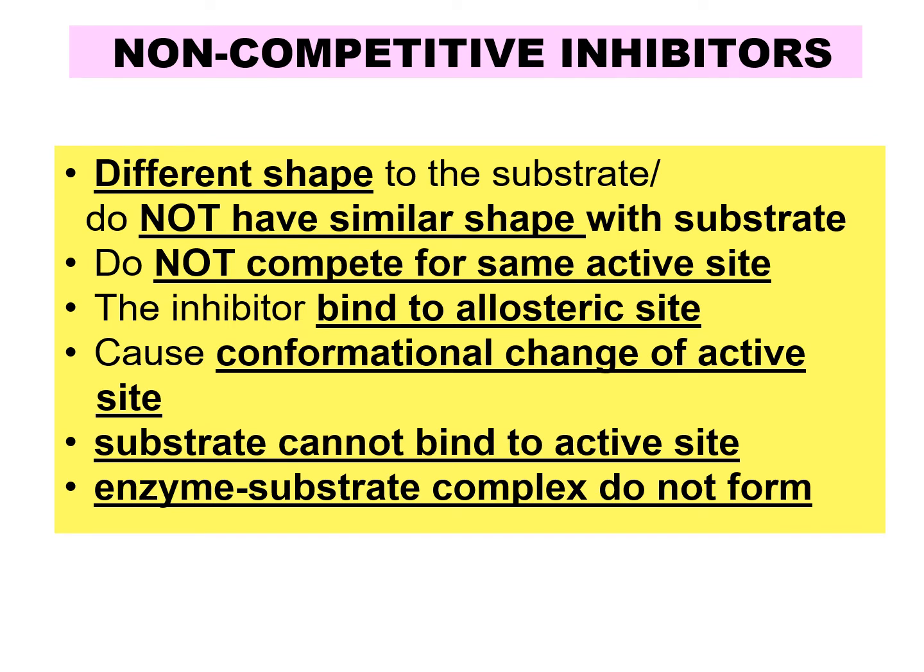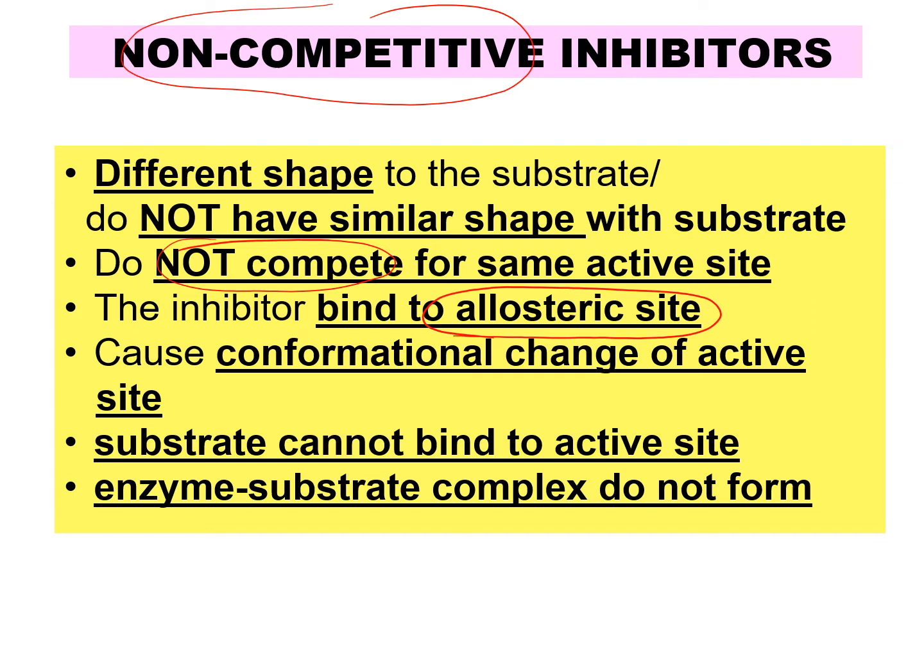The non-competitive inhibitors have a different shape from the substrate, so they will not compete. They will not compete for the same active site because the shape is not similar to the substrate and cannot fit the active site. So the inhibitor will not bind to the active site. Instead, it will bind to the allosteric site.